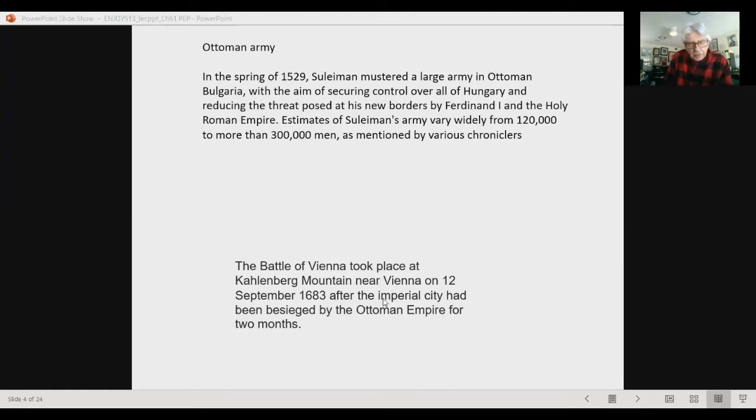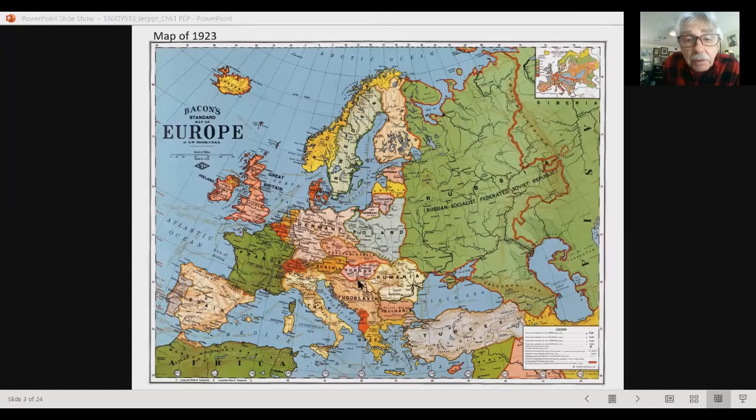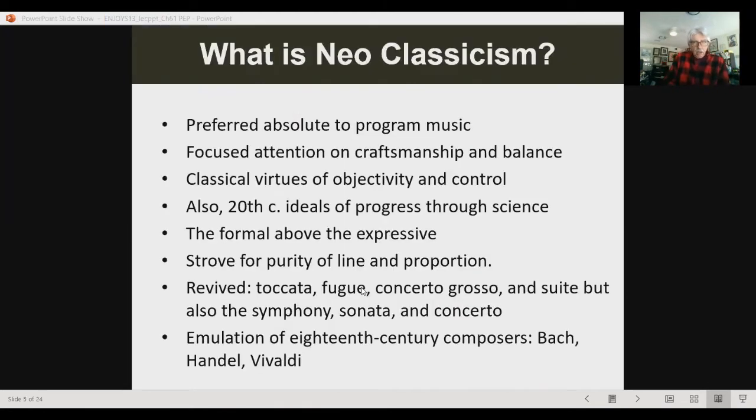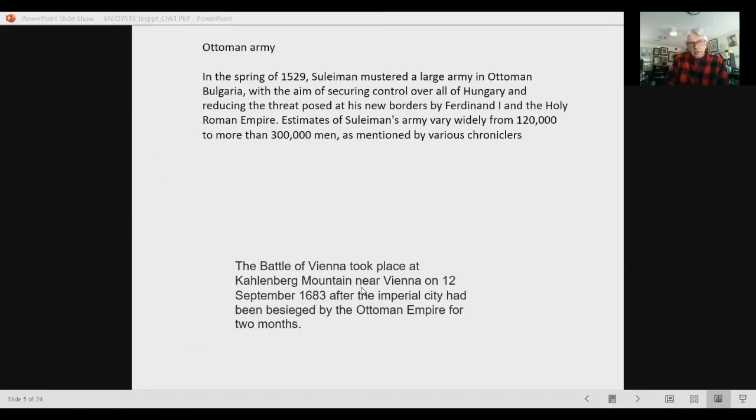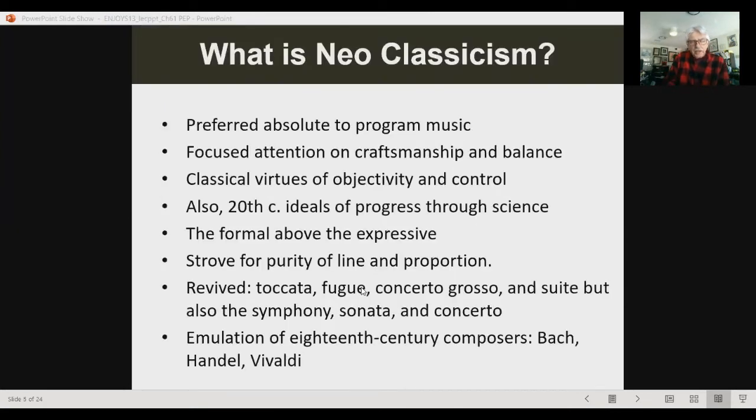And this finally stopped the Ottoman Empire from invading the rest of Europe. Right? Here we are in Vienna, we're talking about. Wow. Okay, so kind of a little background of why southeastern Europe has a different culture, and we'll sample it in a few minutes. So what is neoclassicism?